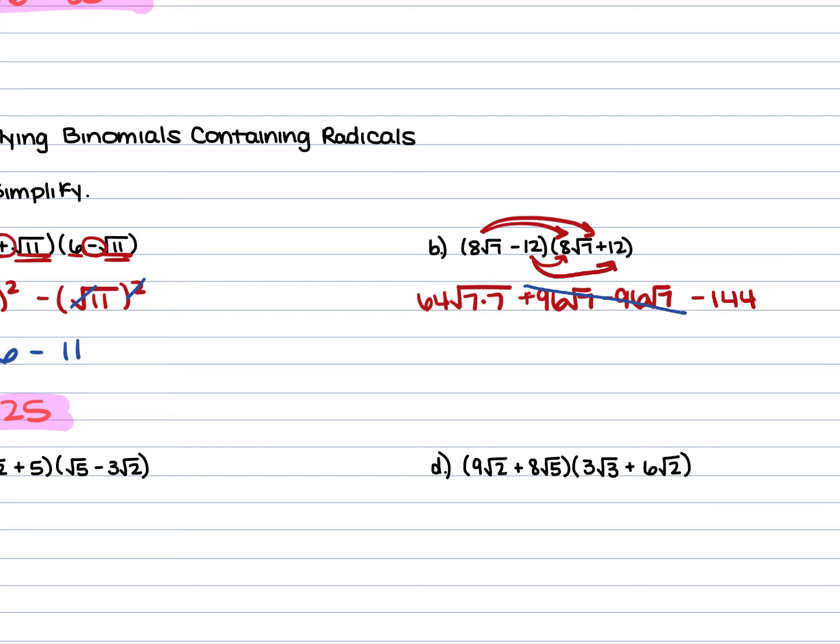That 7 times 7 underneath the first radical is just going to be giving us 64 times 7, and then we have that minus 144. The 64 times 7 gives us 448. We subtract 144 from that, and we get 304 for our final answer.